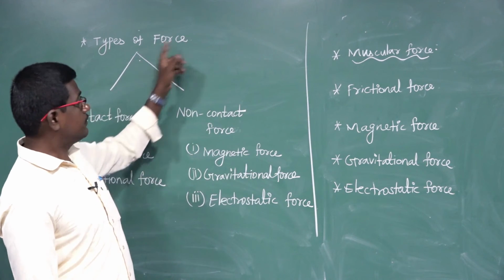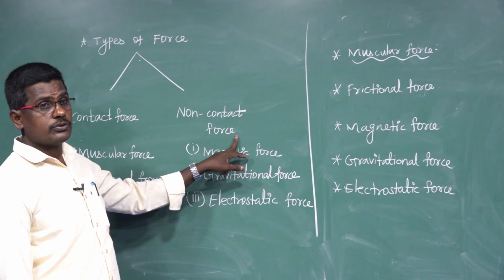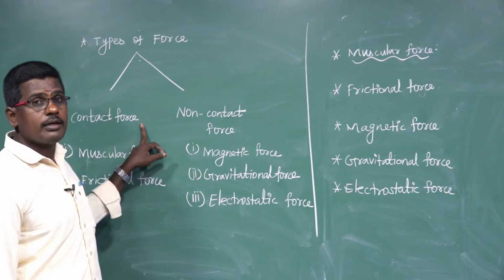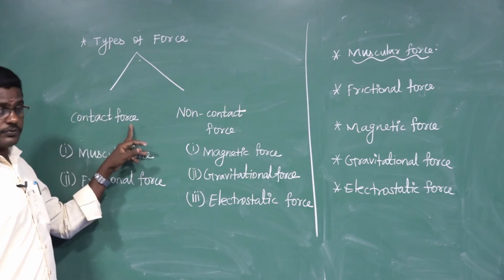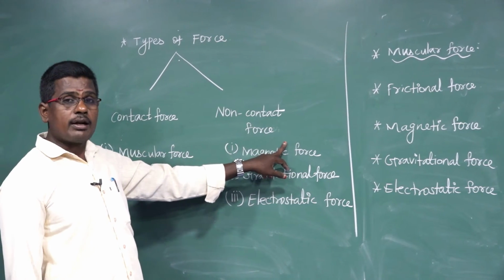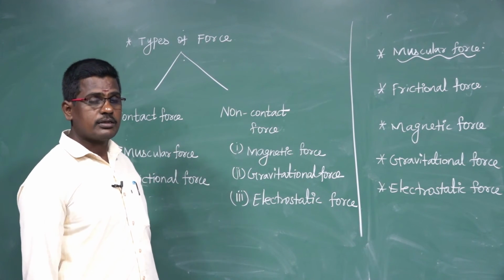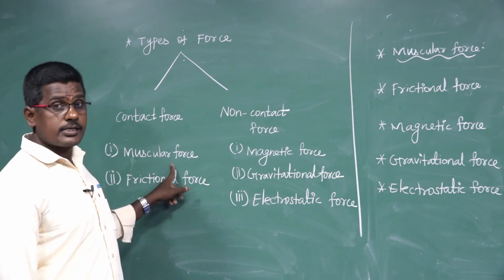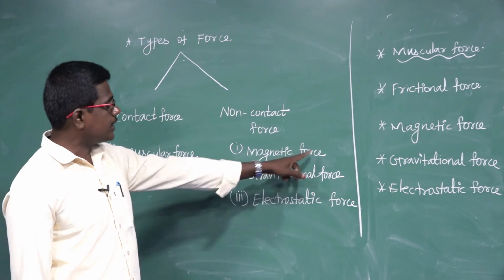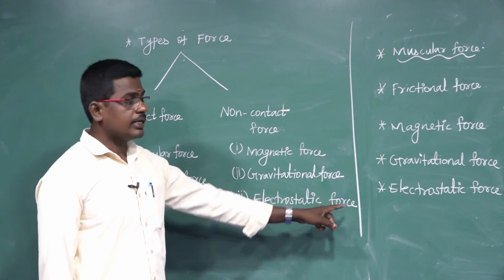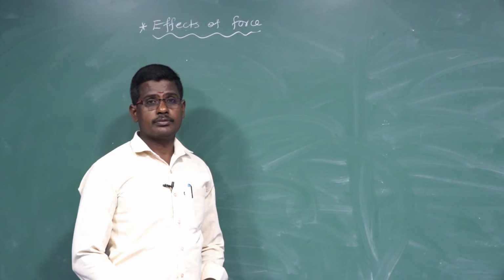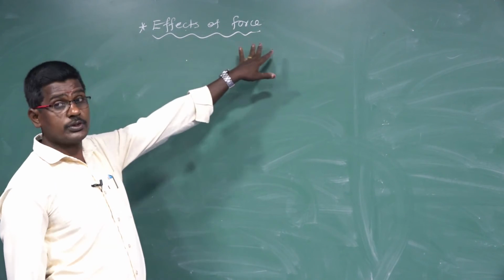So types of force: contact force and non-contact force. A contact force acts on an object only when the body is in contact with it. A non-contact force acts on an object when not in contact with it. Contact force examples: muscular force, frictional force. Non-contact force: magnetic force, gravitational force, and electrostatic force. Next, effects of force.